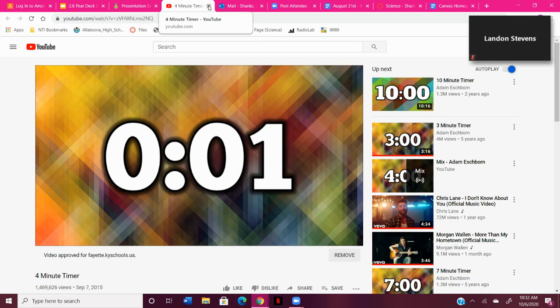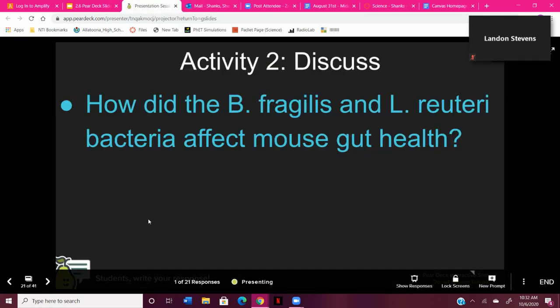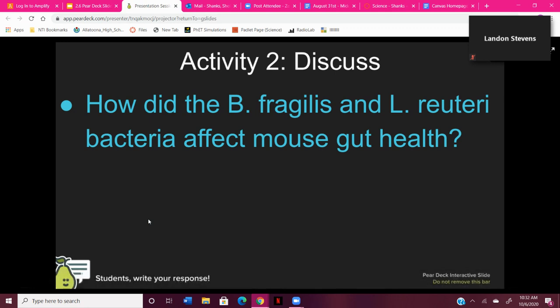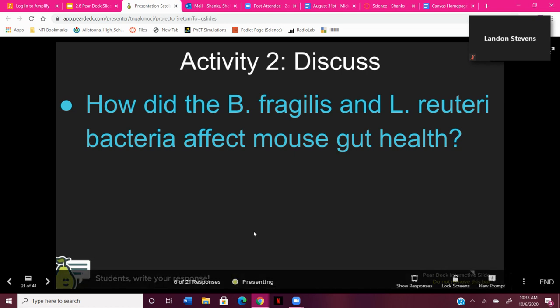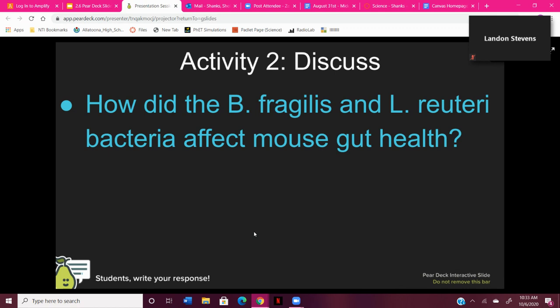We're going to look at and compare the 2 experiments. Okay, so this question says, how did the B. fragilis and the L. reuteri bacteria affect mouse gut health? So this is going to help us look at some of the differences and some of the similarities between them. So what I want you to really focus on are those test results that you see with the mouse that only has B. fragilis and the mouse that only has the L. reuteri bacteria in it.